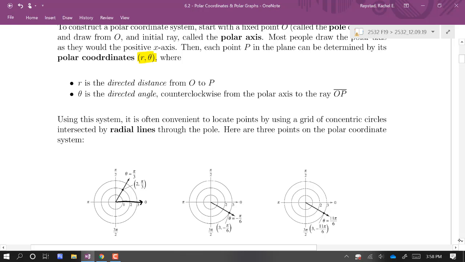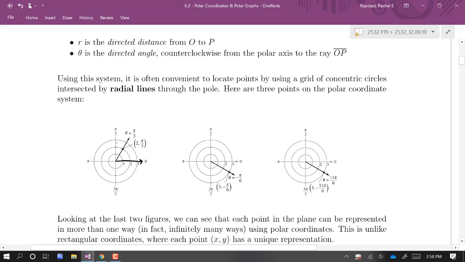And here we have some examples of some points written in polar form, so 2 at pi over 3. A lot of times people will write these radial lines, like all the points that are 1 unit away from the pole, and then all the points that are 2 units away from the pole. So if you give a distance and an angle, that uniquely determines a point.